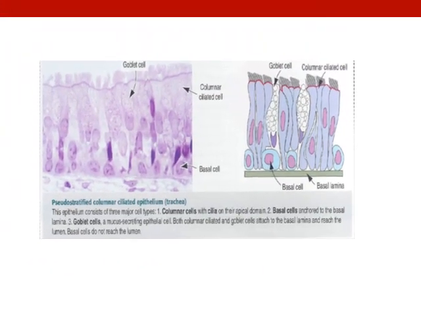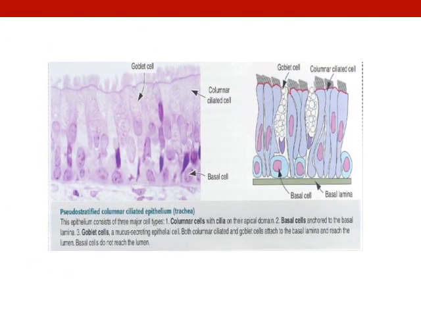This picture shows the pseudostratified epithelial tissue. We can see the basal cells with rounded small nuclei and the columnar cells with elongated nuclei. We can see that the basal cells do not reach the surface of the tissue, while the columnar cells reach the surface of the cells. Also, we can see the goblet cells, which are unicellular glands.